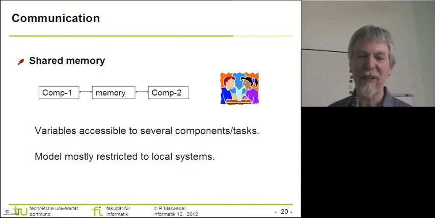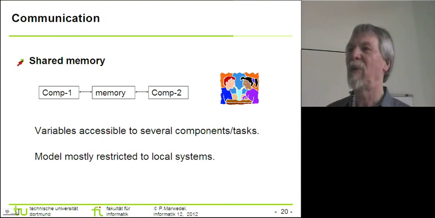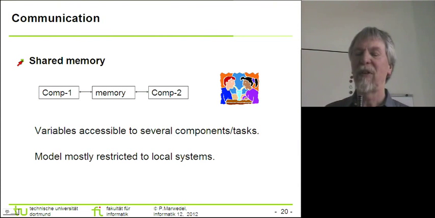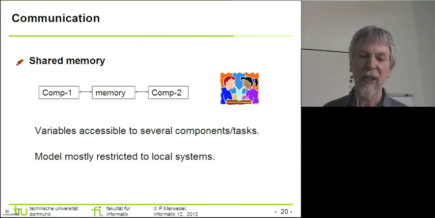Okay, so let's look a little more closely at what I called a model of computation. So in such a model of computation, we realized we need to have a model of the computations in the components, and we need to be able to communicate. So with respect to communication, we will distinguish between essentially two kinds of communication. The first kind is called shared memory.